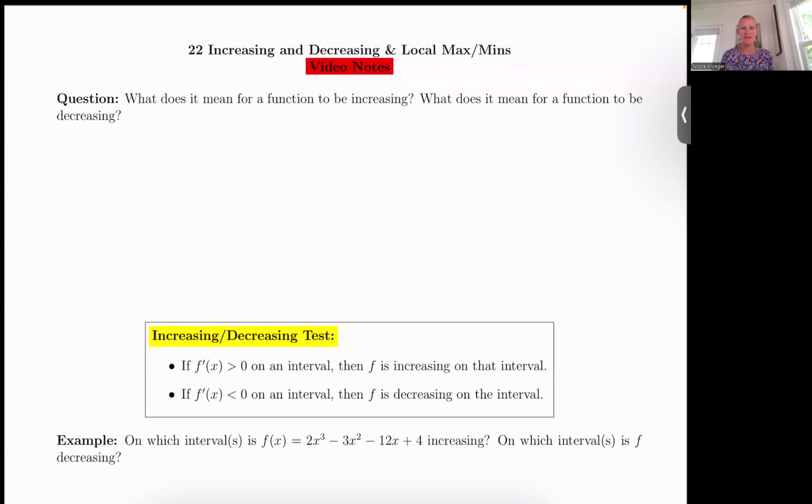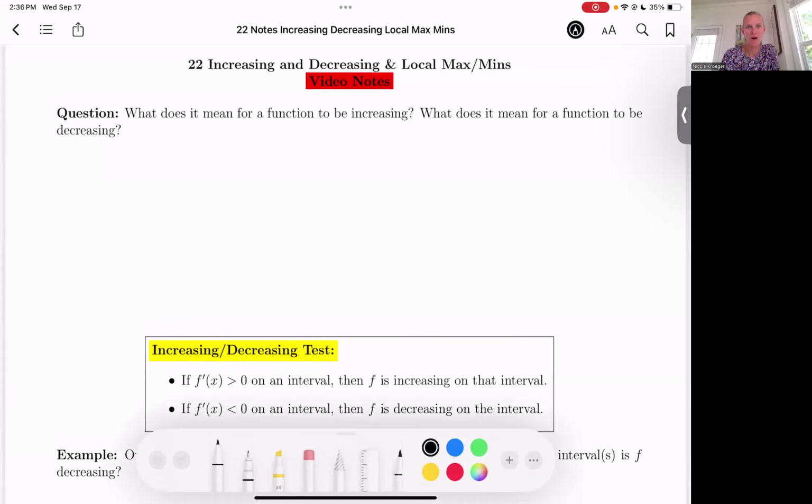Last time we saw that we could use critical numbers and endpoints to find absolute maxes and mins of functions. Today we are going to look at two different ideas related to what the first derivative tells us about functions. We'll look at where the function's increasing and decreasing, and this will be related to where we have local maxes and mins, not absolute ones.